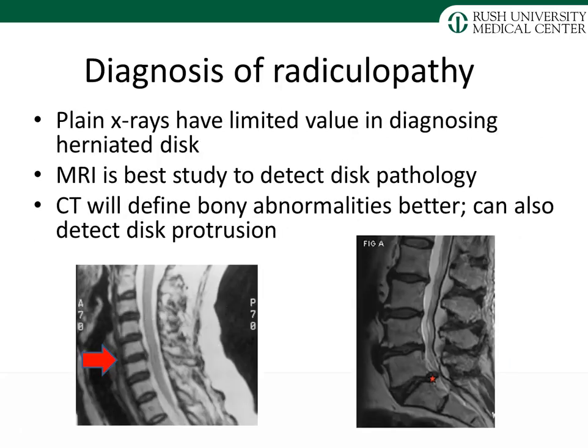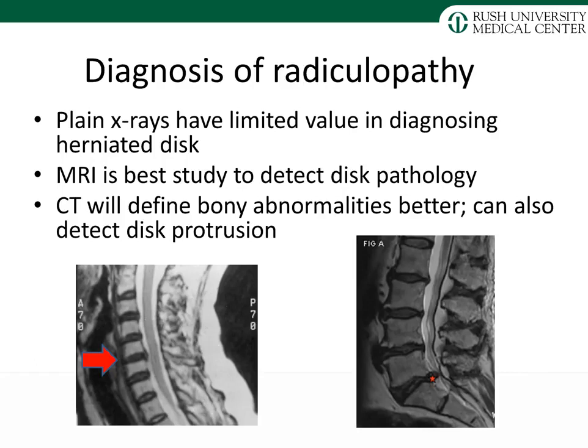So for diagnosis of radiculopathy, plain x-rays have limited value in diagnosing a herniated disc, and the MRI is really the best study to detect disc pathology. Now, a CT scan will help us if there are bony abnormalities, and you can see disc protrusion on a CT scan. So say you've got somebody who has a contraindication for an MRI, or they are claustrophobic and they can't lay in the scanner long enough to get a good picture, then you could think about doing a CAT scan.